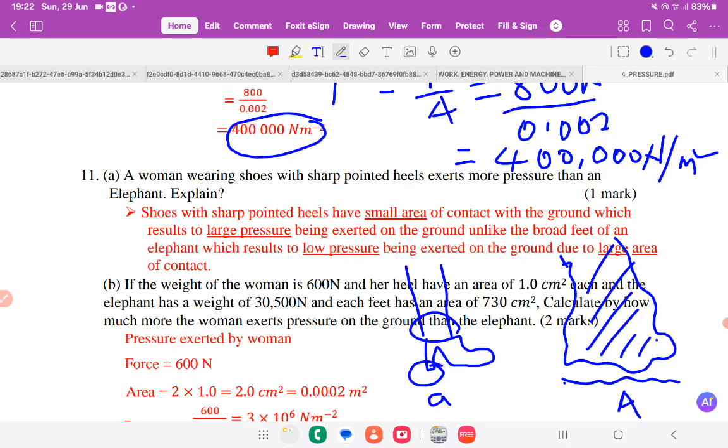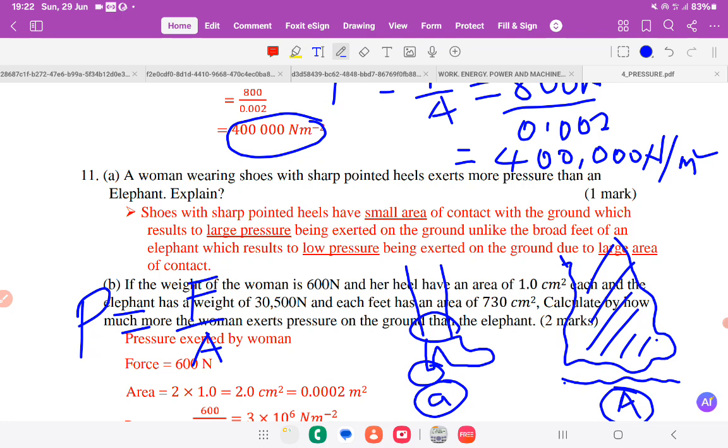Using the fact that pressure is equal to force divided by area, you do appreciate that, of course, the weights are also important. We are not assuming that the woman and the elephant have the same weight. No, that's not the assumption. But here we are looking at the variations in area. This is a small area, that's a big area. Small area results in high pressure. Big area results in smaller pressure.